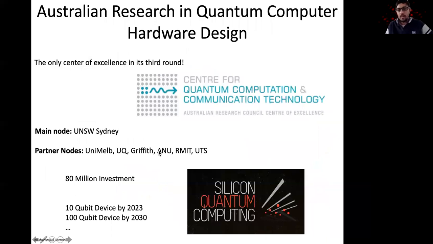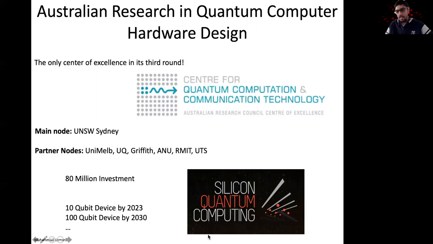So Australia is working on silicon qubits. A huge amount of research is happening in the Center for Quantum Computation and Communication Technology. I have been part of this center for the last 6 years. The main node is at UNSW in Sydney, where all the experimental research is happening. Partner nodes include the University of Melbourne, where I'm part of Professor Lloyd Hollenberg's team doing a lot of theoretical work. There are other nodes at UQ, Griffith, ANU, RMIT, and UTS. So a lot of research is happening in developing a silicon-based quantum computer.